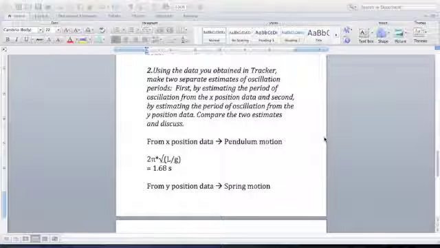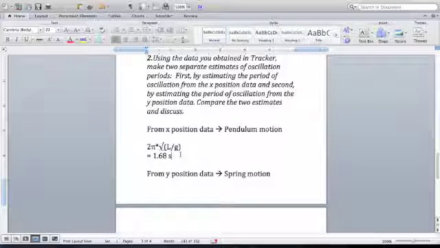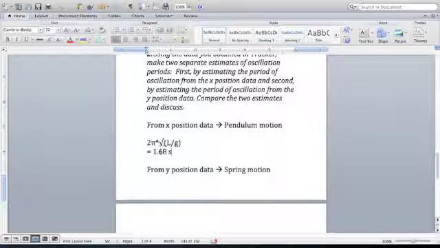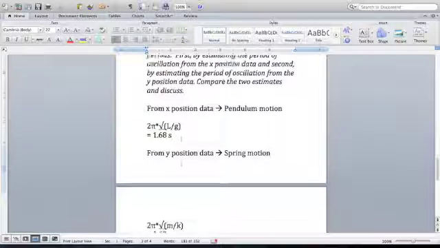Using the data you obtained in Tracker, make two separate estimates of oscillation periods, first by estimating the period of oscillation from the x position data, and second by estimating the period of oscillation from the y position data. The spring system is moving in both the y and the x direction. In the x direction, it is moving in a pendulum motion. Therefore, for the period for the x position data, we can use 2 pi times the square root of L over g, as this is the period for a pendulum motion. And from that equation, we got 1.68 seconds.